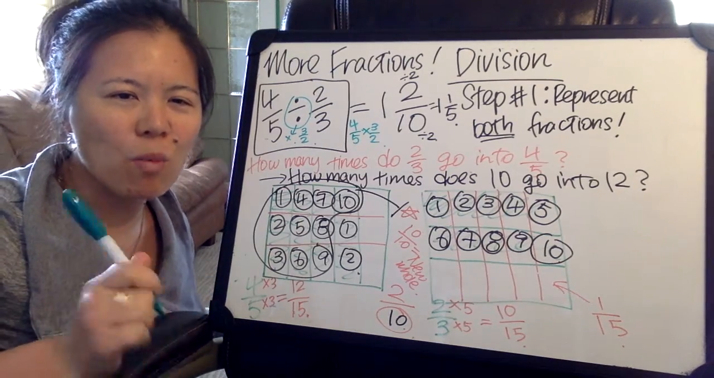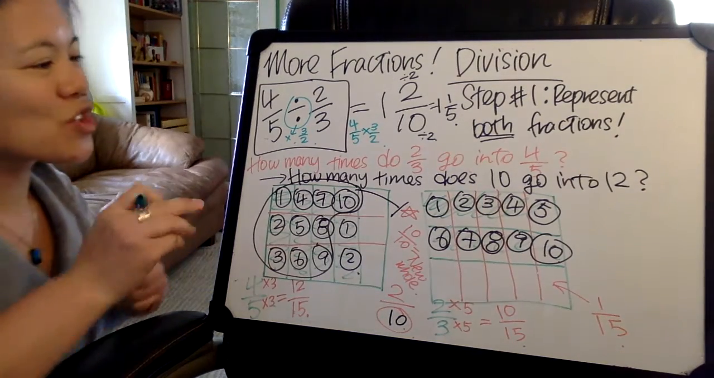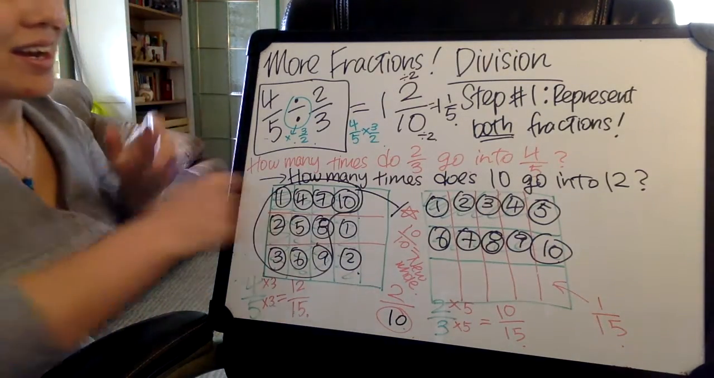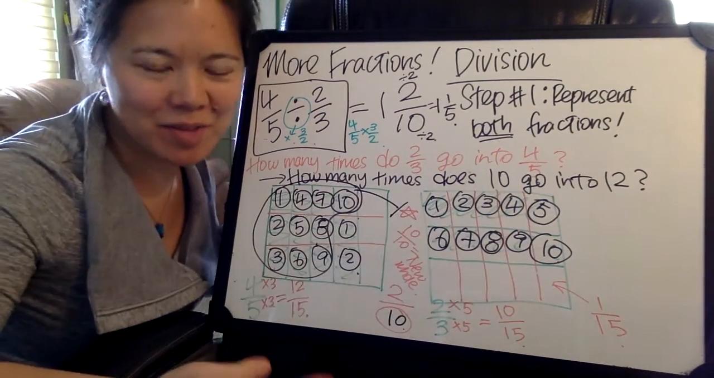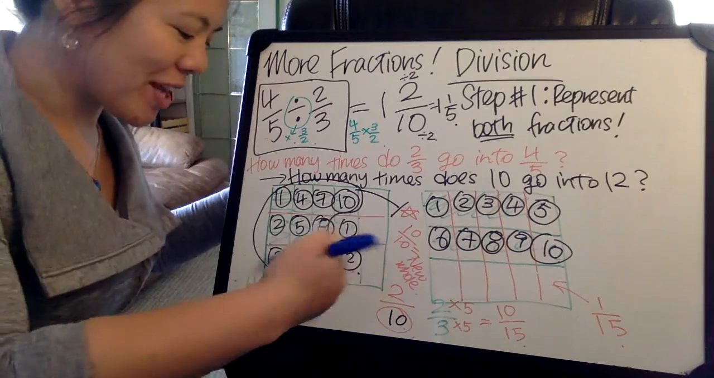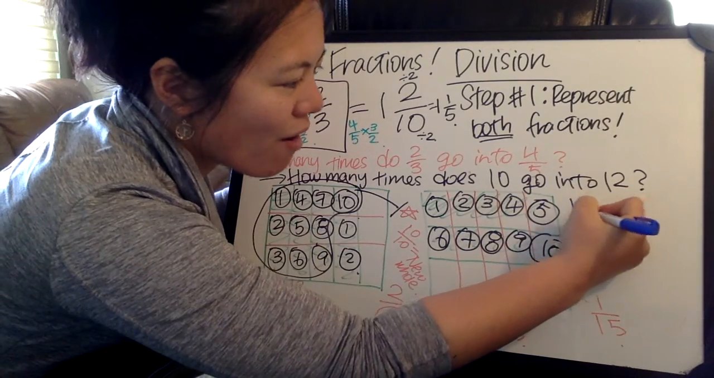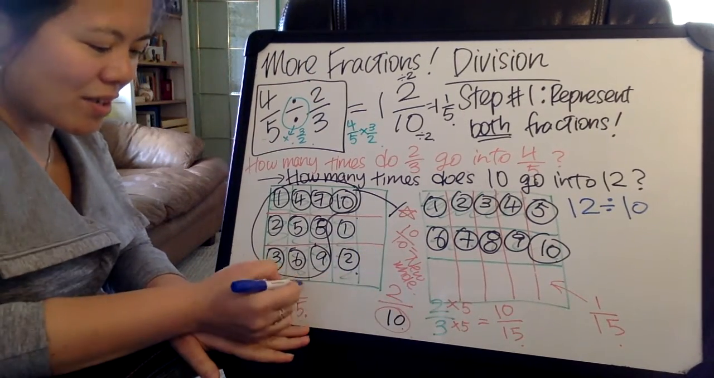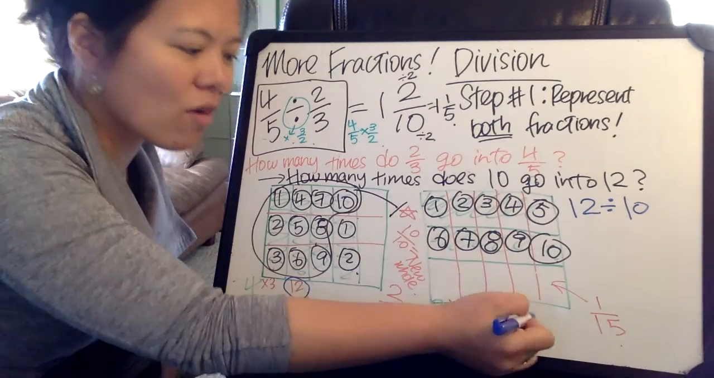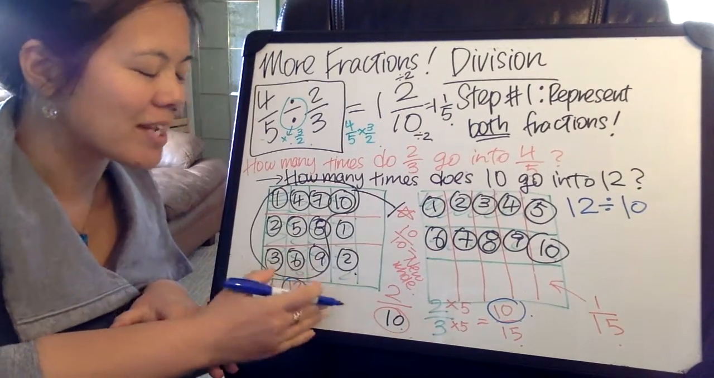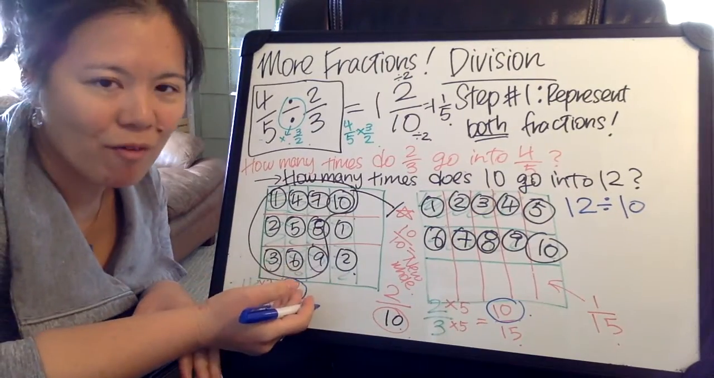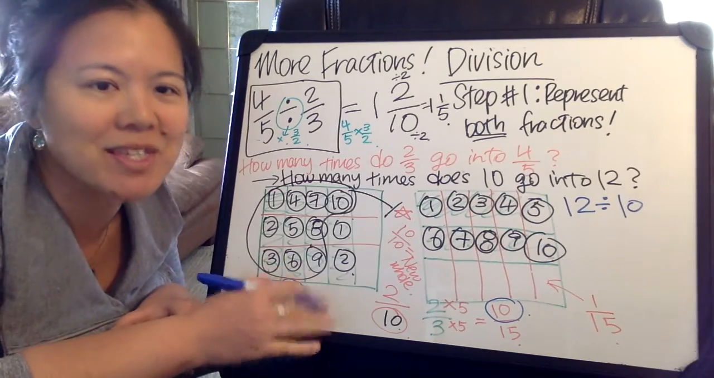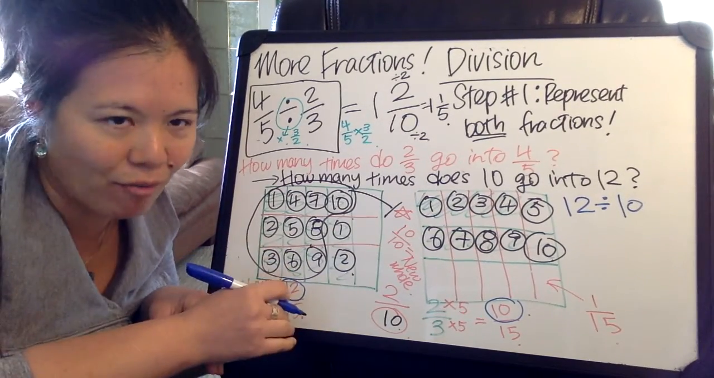How does that work? Why? Why and how? Okay, so I'm going to show you why and how. Here, how many times does 10 go into 12? The calculation that we did here was 12 divided by 10. We have 12 right over here. We have 10 over here. What we wanted to figure out is how many times does 10 go into 12? We could forget about the common denominator for now, and we wanted to figure out how many times does 10 go into 12, right?